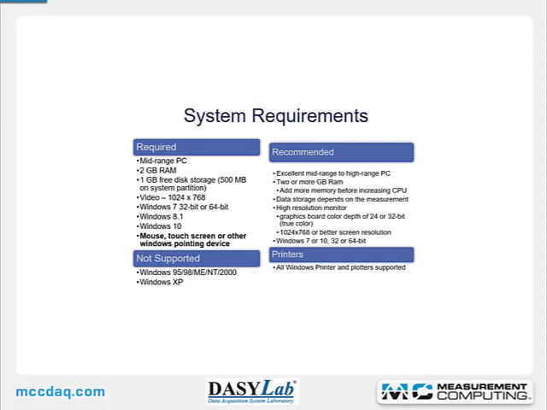We do recommend that you get a high-resolution monitor with a graphics board color depth of at least 24 or 32-bit. That's a given now with most monitors. 1024 by 768 or better screen resolution. And with DASYLab 2020, we support multiple monitors. We've also improved our ability to handle the high-resolution monitors, a 4K type monitor, for example. So you have more flexibility in the type of monitor that you can work with. And we support all Windows printer and plotter devices.